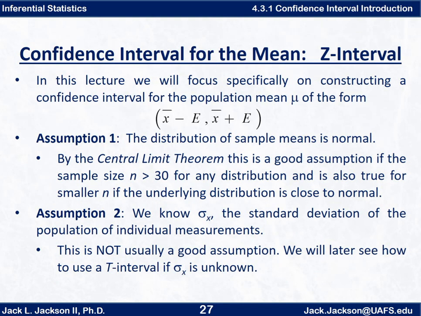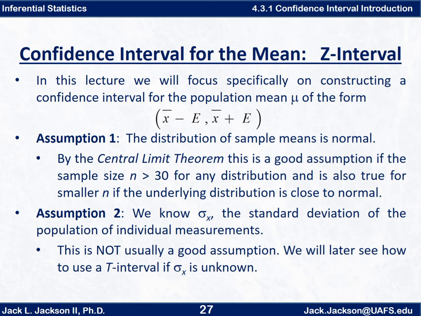In this particular lecture, we're going to focus specifically on constructing a confidence interval for the population mean of the form x bar minus e to x bar plus e. Now the techniques we're going to use rely on a couple of assumptions. Assumption number 1 is that the distribution of sample means is normal. If the population is distributed normally, then this assumption is definitely true. If the population is not distributed normally, then this assumption is not exactly true, but it can be approximately true if the sample size is large enough.